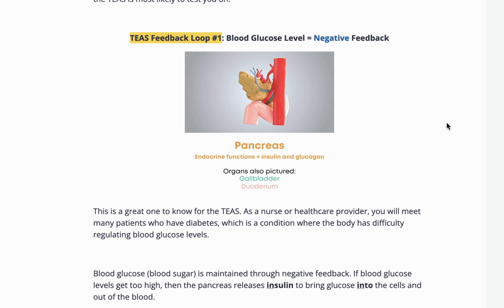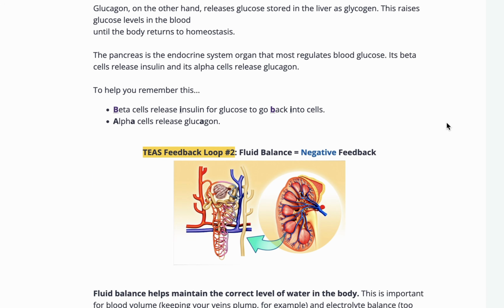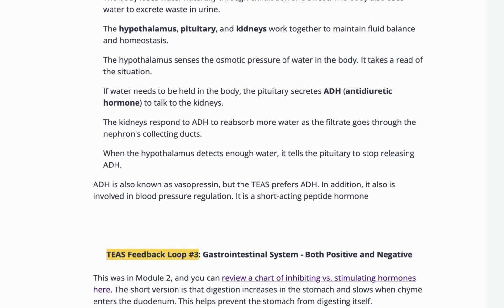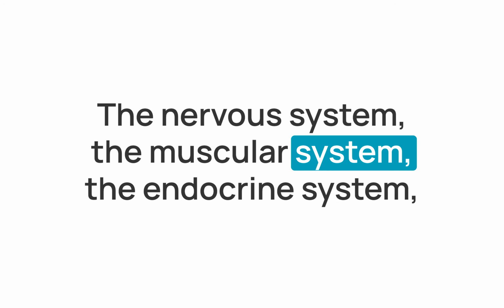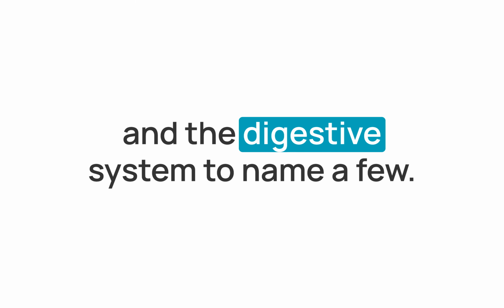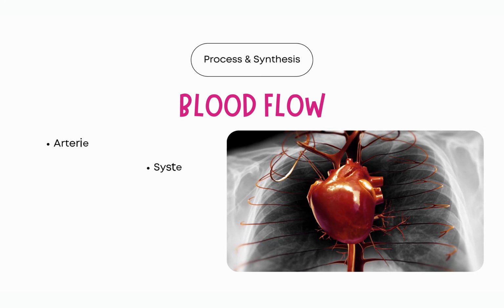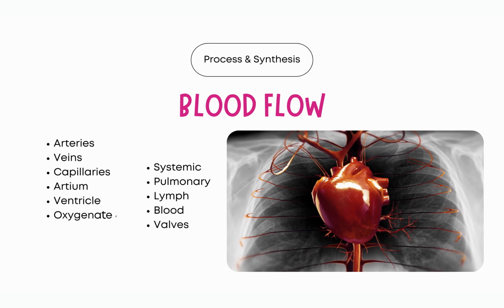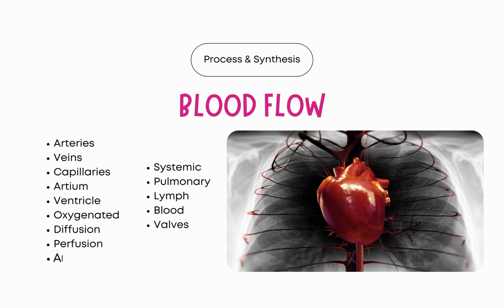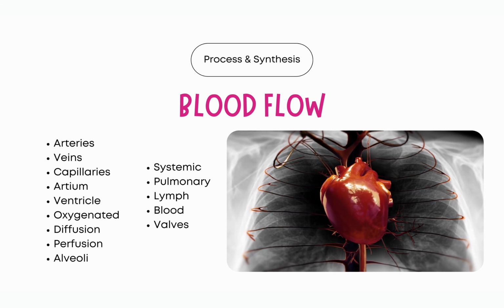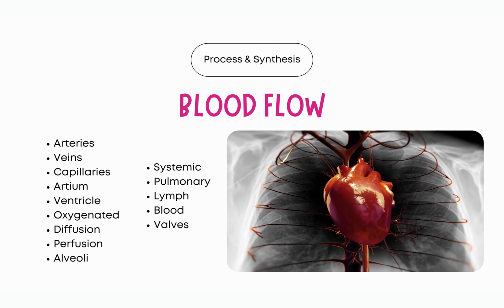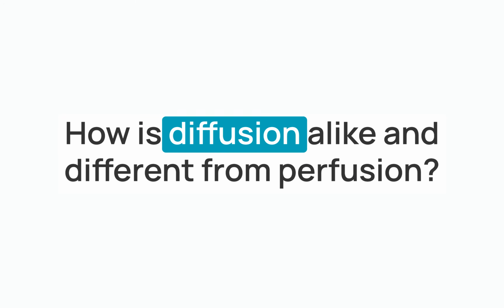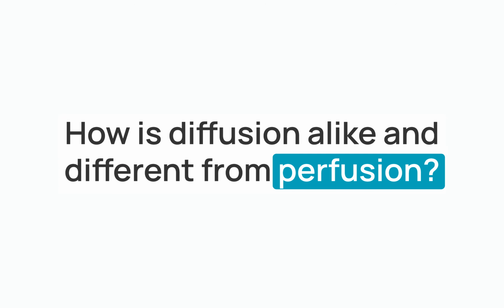Feedback loops and how they're used in the body, and how the body responds to stress, because that is often an overlap of other body systems, the nervous system, the muscular system, endocrine system, and the digestive system, to name a few. If you're looking at process and synthesis for blood flow, you'd want to make sure you have all these terms defined first. And then for some of these too, you're also going to be building on that comparison and contrast. How are arteries and veins alike and different? How is diffusion alike and different from perfusion?